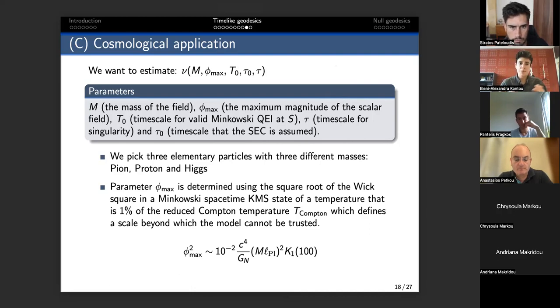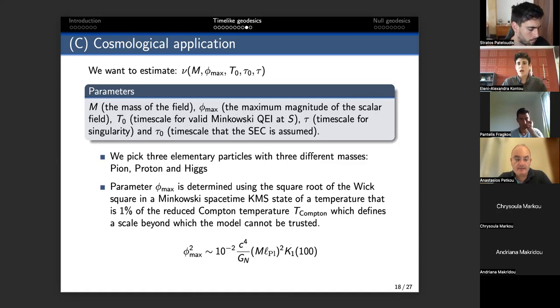Logical space-time, but we pick KMS states in order to actually evaluate the phi max, how much the field value can go. And the idea is to calculate this phi max for this KMS state in order to connect that to a temperature. And say the following: if the temperature gets very, very large, our theorem doesn't hold anymore. And then we go above that limit of what is the maximum field value.